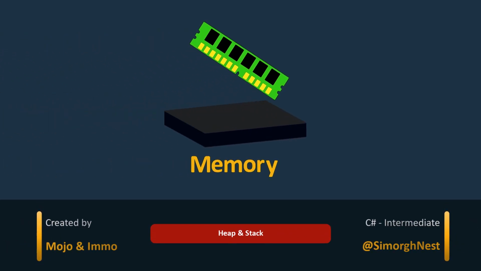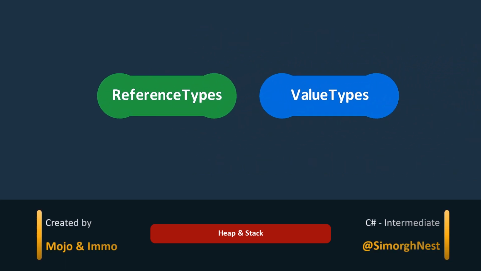Memory management is important in C# programming. To write efficient code, it's crucial to understand how memory is allocated and used. Earlier, we discussed how value type and reference type variables behave and store data in memory.